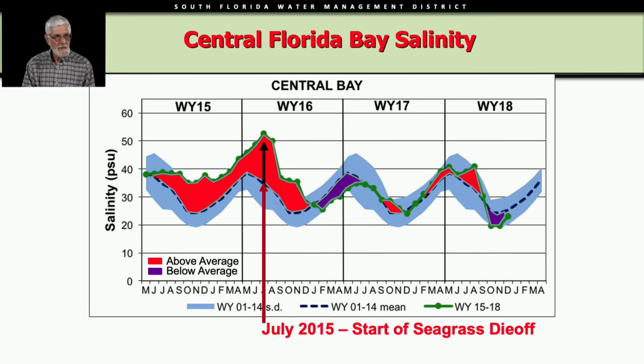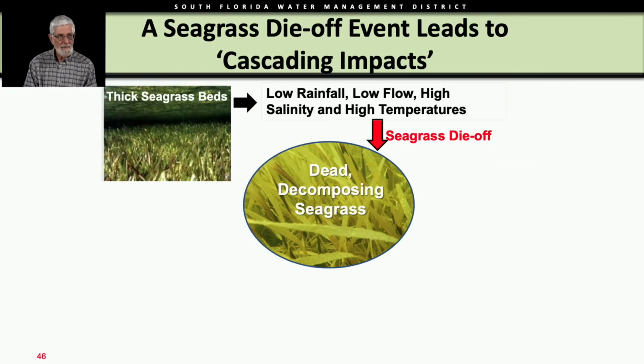But it doesn't take high salinity alone to cause seagrass die-off. And in this diagram of the cascading impacts of seagrass die-off, the thing to notice is first you need thick seagrass beds, and then combined with low rainfall, low flow, high salinity, and high temperatures, boom, seagrass die-off. And that's what happened in the 2015 die-off.